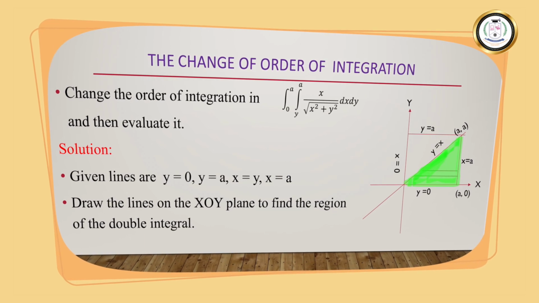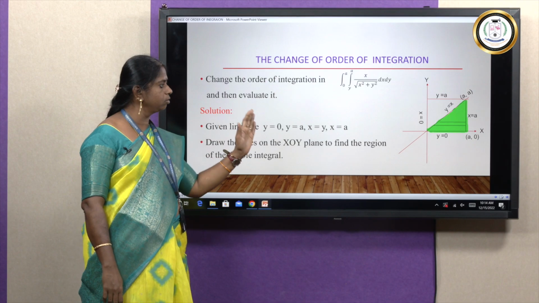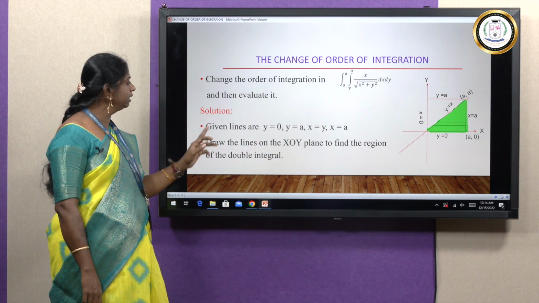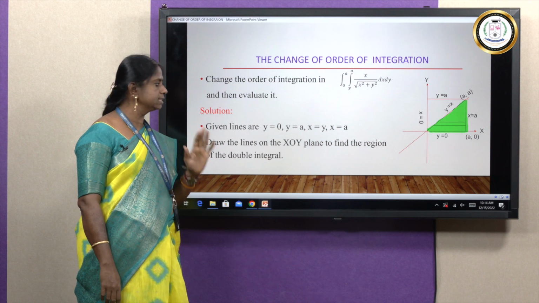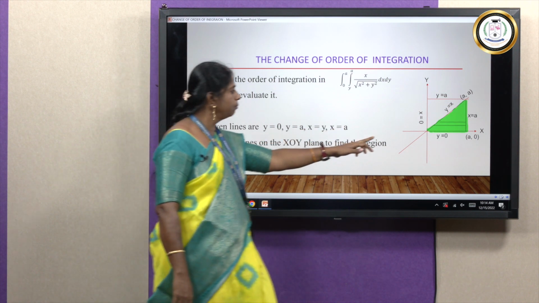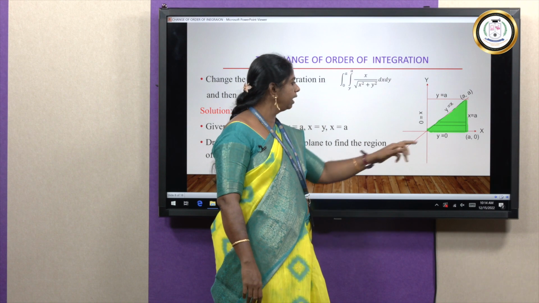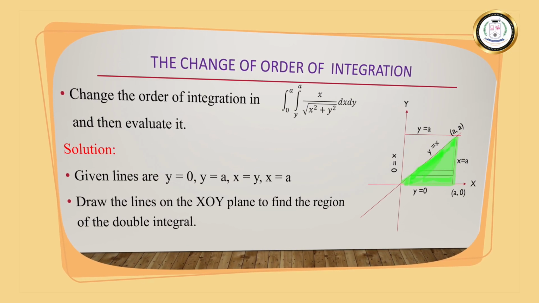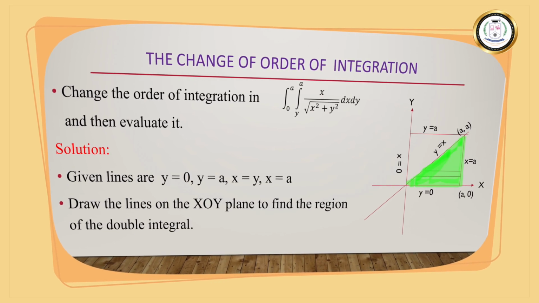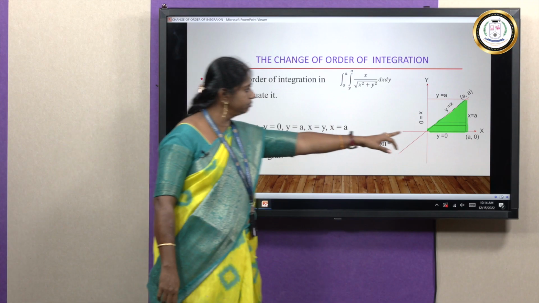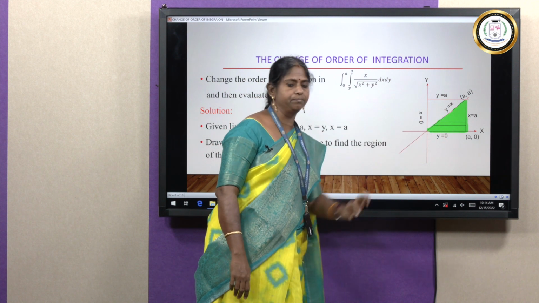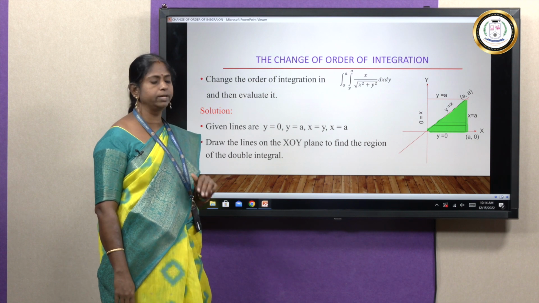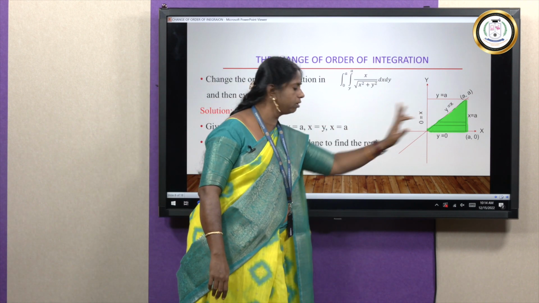So, now I have considered the XOY plane and I have taken all 4 equations in that XOY plane. So, what is x equal to y? X equal to y is a line passing through the origin, and this is y equal to 0, my x axis, and x equal to y we have drawn. X equal to a is this line, parallel to the y axis. Now I want to find out what my region is, either this region or this region.